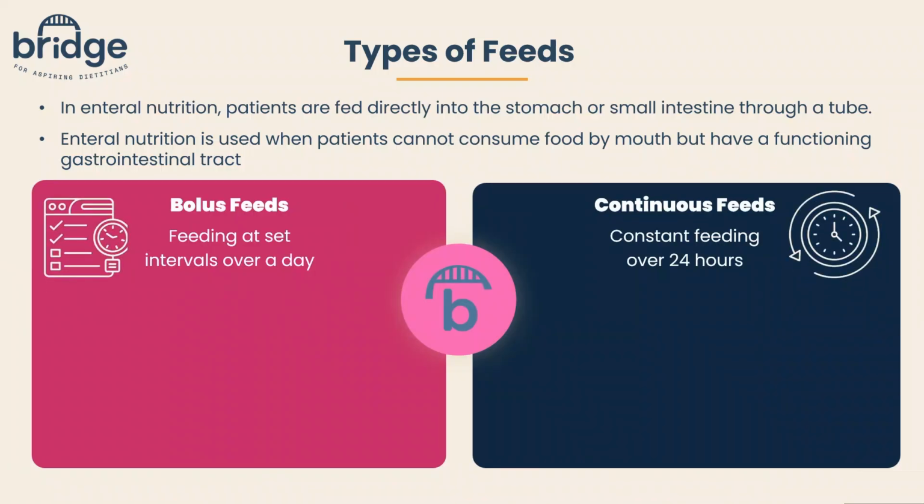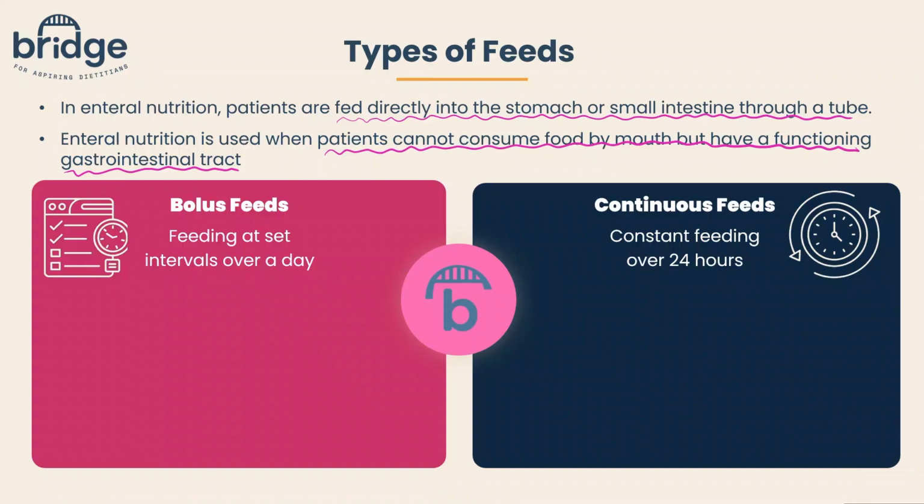Enteral nutrition is the delivery of nutrients into the stomach or the small intestine. It's used when a patient can't meet their nutritional needs by mouth, but their gastrointestinal tract is still functioning. And so you'll hear enteral nutrition referred to as tube feeding, EN, or feeding via an NG tube, a G tube, or a J tube, depending on where the tube enters the body.